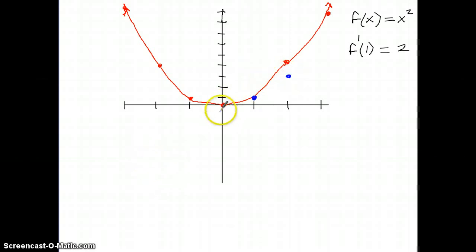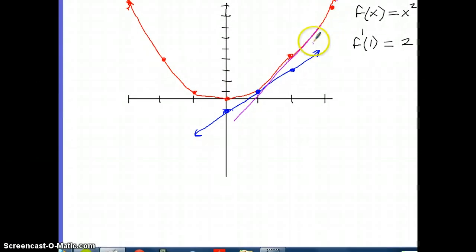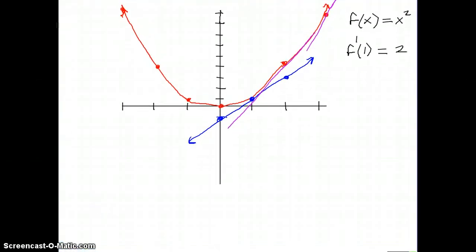Now, we could also go down 2 and over 1 to come up with another point that's on that line. So the slope of our tangent line that just grazes our point right at 1 is equal to 2. That means the rate of change right there at 1 is equal to 2. We can see here that as the x values increase, the rate of change gets steeper and steeper. The line becomes more and more steep there.